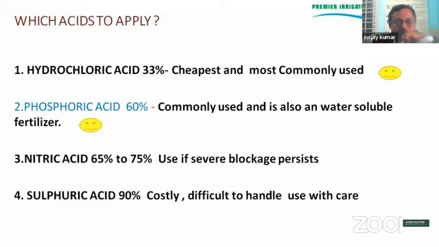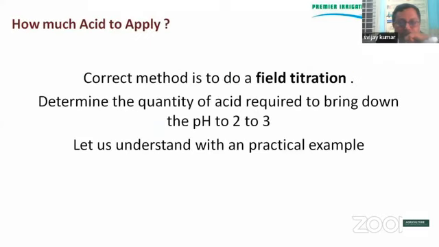Nitric acid, generally with a concentration of around 65 to 75%, we recommend only if there is a severe blockage after you have treated with hydrochloric acid and the blockage is still not coming out. Sulfuric acid is of pretty high concentration, used in batteries, and generally very difficult to handle. Generally this is not recommended, but there are some cases where it can also be utilized.